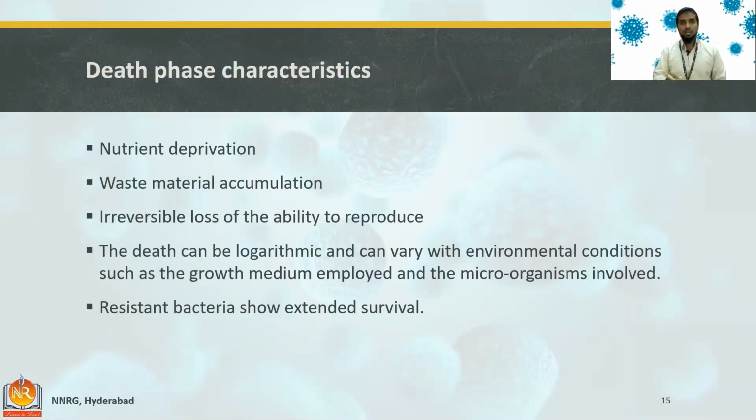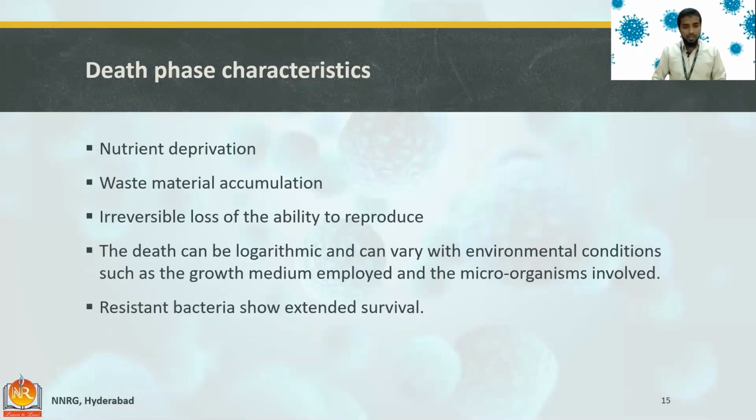So in the fourth stage, that is the decline phase, what could be the reasons for that? The first thing is nutrient deprivation. As discussed, nutrients will be consumed in the lag phase, and in stationary phase, limited nutrient will be there, and in the fourth stage, there will be no nutrient. As a result, bacteria won't get any nutrition, they just die. So nutrient deprivation, waste material accumulation, many cells are dying, so accumulation will be more. Irreversible loss of the ability to reproduce. As they are dying, they cannot reproduce, right?